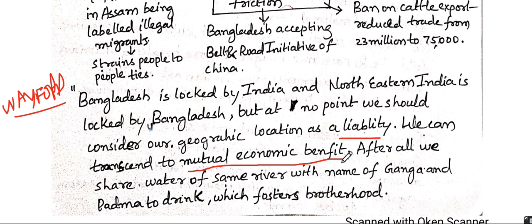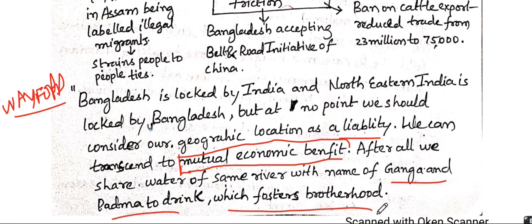We have a lot of petroleum products and power exports. So trade is something which ties us, with people to people ties after. And with cultural ties, you can play that emotional card, but play that carefully. After all, we share the water of the same river, with the names Ganga and Padma, to drink, which fosters brotherhood.